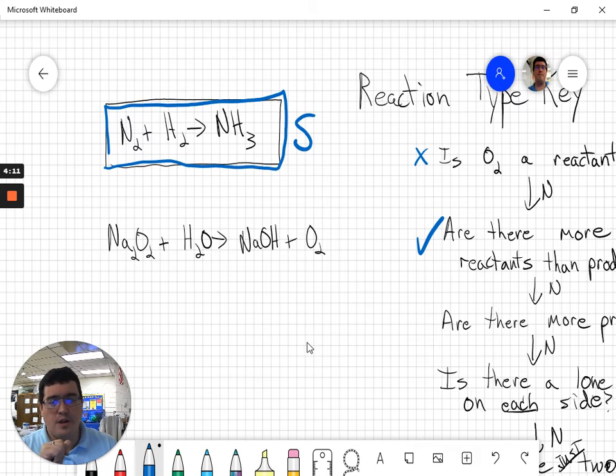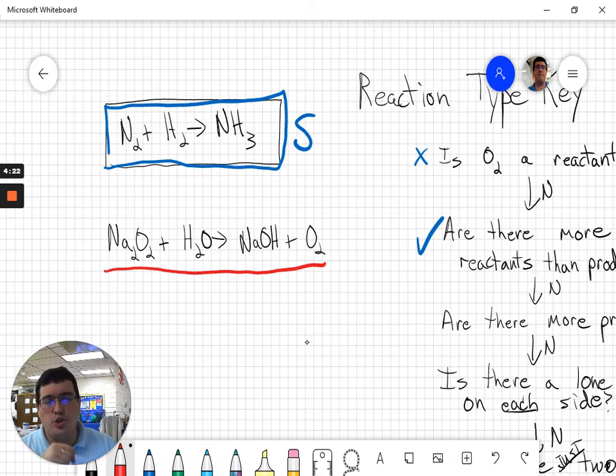All right. Let's do the second example in red. Is O2 a reactant? No, it is not. Everybody's like, oh, wait, but there is an O2. No, that is not an O2 all by itself. This O2 over here is a product. There's an O2 in there, but it's a product, not a reactant. So O2 is not a reactant.